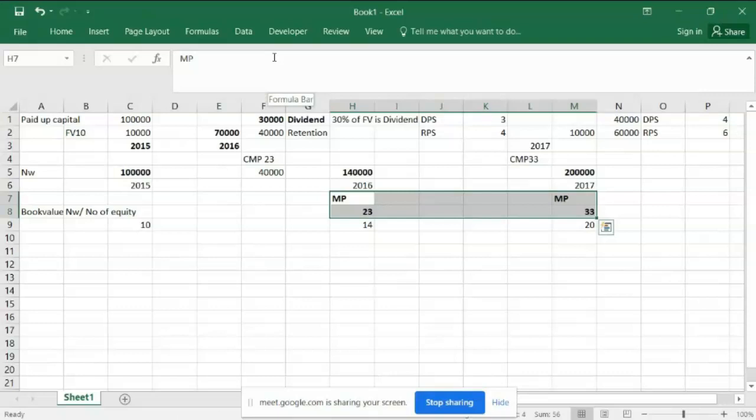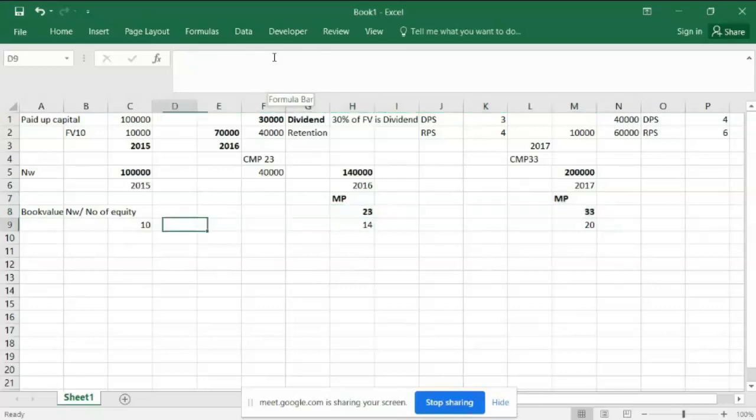Similar to this, in 2016 the book value per share is 14 rupees. During the year 2017, the book value per share is 20 rupees. We can take it as per the calculation. Okay, so this is what we call the book value per share.